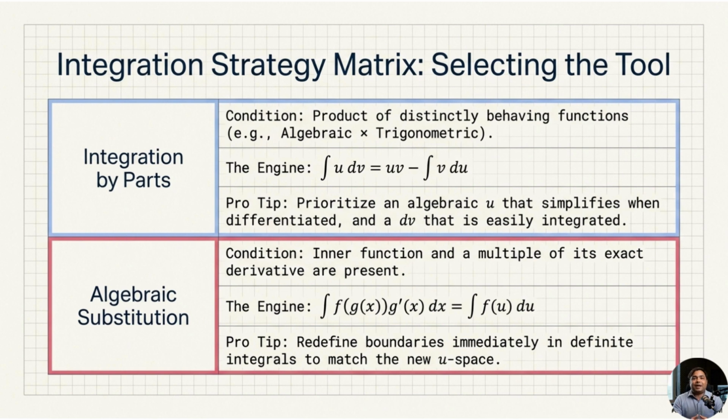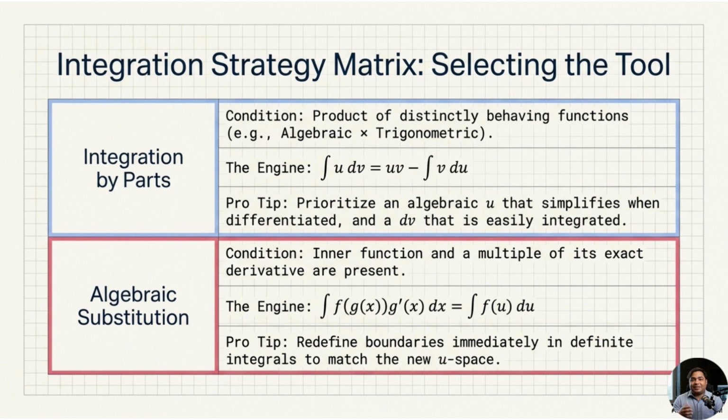Here u is the part we choose to differentiate, dv is the part we choose to integrate. The practical tip is choose u as the part that becomes simpler when differentiated. Choose dv as the part that can be easily integrated. For example, if we have x times sine x, we usually choose x as u because the derivative of x is 1, it becomes simpler. We choose sine x dx as dv because sine x can be integrated easily.